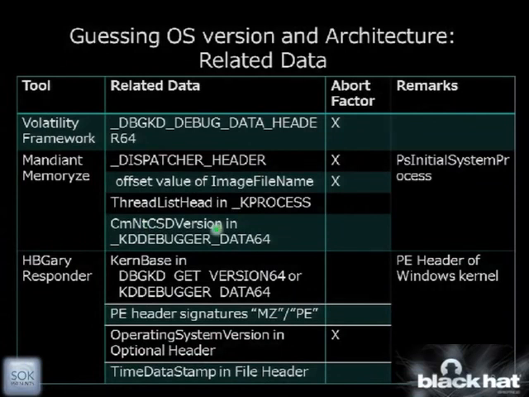NtCSDVersion can be modified, but the modification cannot avoid most memory analysis because key data structures remain unchanged even if the service pack version is updated. The only exception is Windows 2003. This version changes structures according to service pack version.